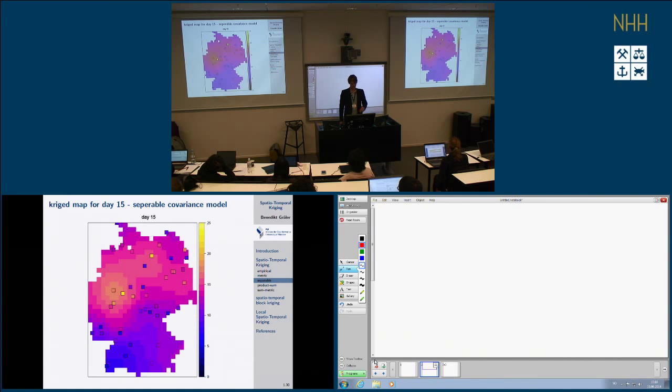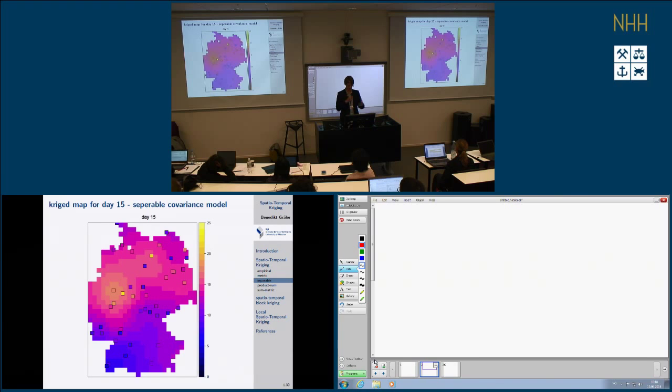This day 15 here, and the plot earlier, is really the prediction of the full month of June. So you take all the data you have for June, all spatial locations you have, and predict a single time slice for day 15. And of course, you can predict all the other days as well.